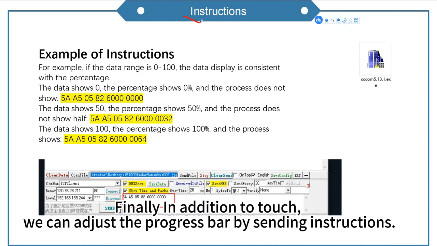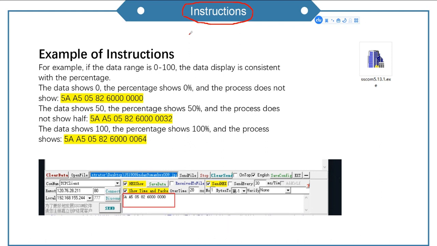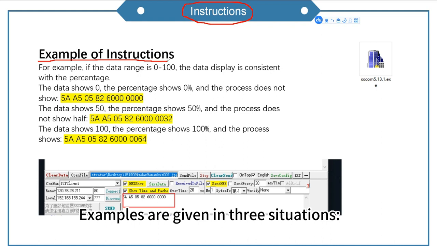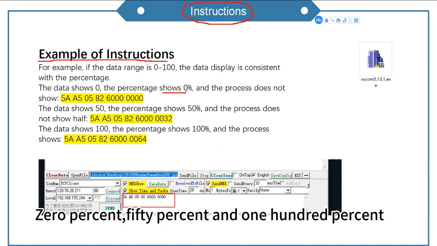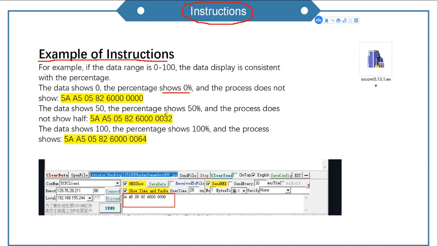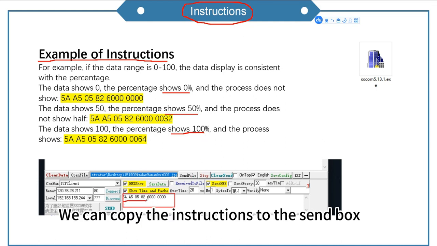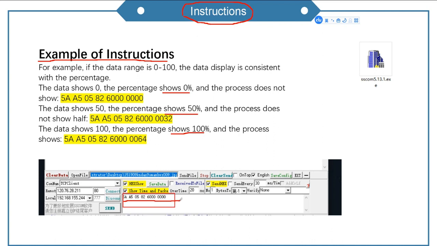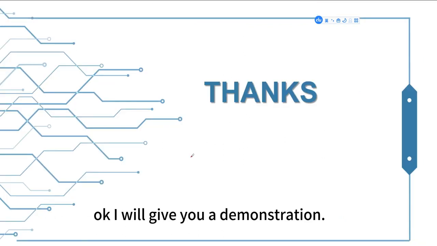Finally, in addition to touch, we can adjust the progress bar by sending instructions. Here is an example. Examples are given in three situations: 0%, 50%, and 100%. We can copy the instructions to the send box. Use this software. Click send. Okay, I will give you a demonstration.